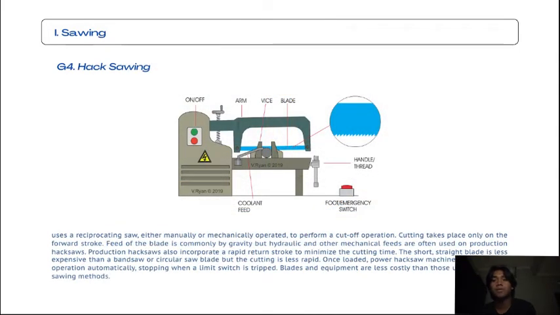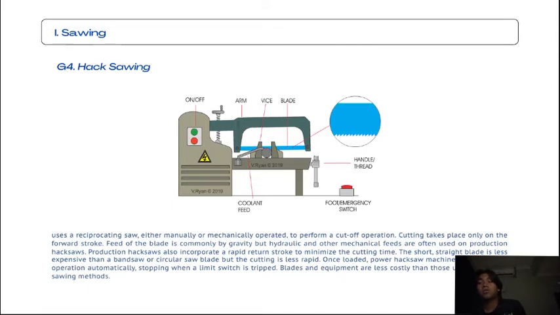The fourth subtopic from sawing is hack sawing, which uses a reciprocating saw, either manually or mechanically operated, to perform a cut-off operation. Cutting takes place only on the forward stroke. Feed of the blade is commonly by gravity, but hydraulic and other mechanical feeds are often used on production hack saws. Production hack saws also incorporate a rapid return stroke to minimize the cutting time.